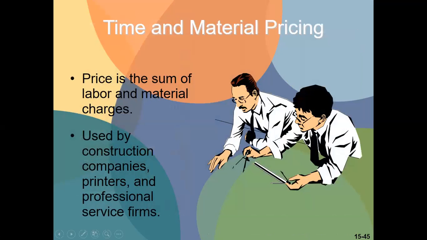Then learning objective 9. We have time and material pricing. Price is basically the sum of all the labor and the material charges. To be more complete, price is the sum of all the costs involved plus the margin, the applicable markup. Time and material pricing, just the labor and material, is used by construction companies, printers, and professional service firms or service-oriented organizations. But again, I'm pretty sure markup is here somewhere to be added.